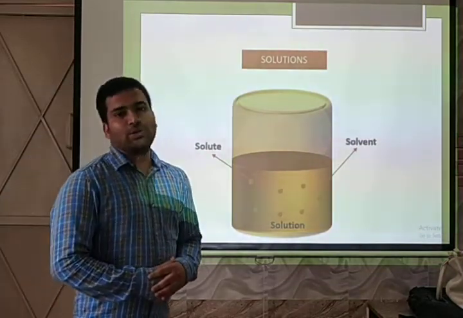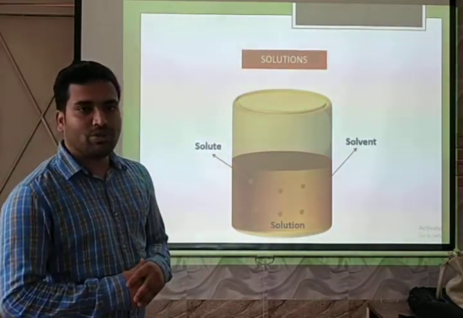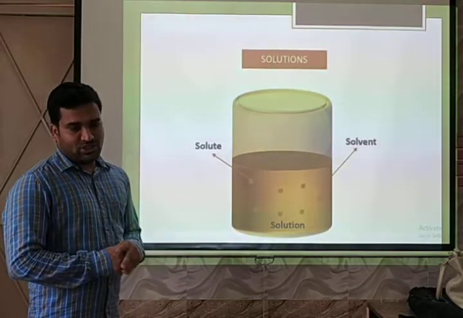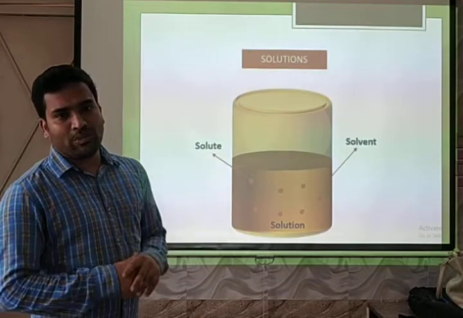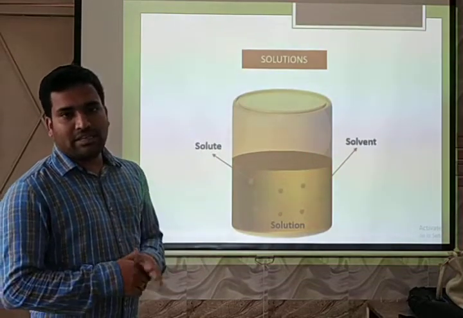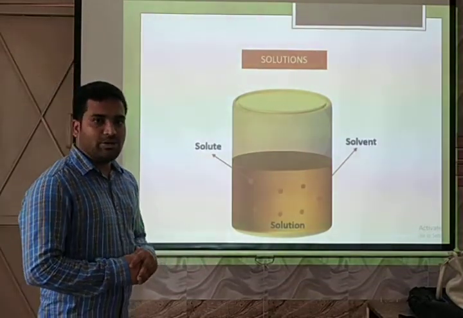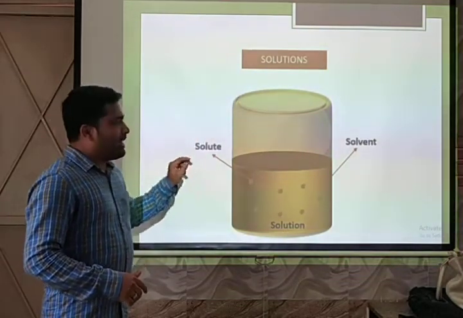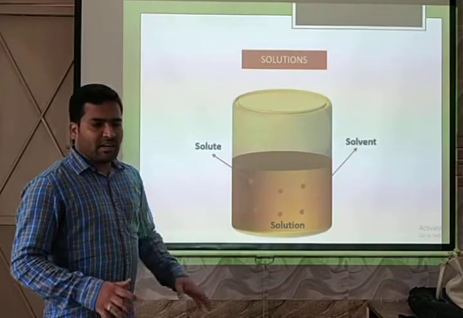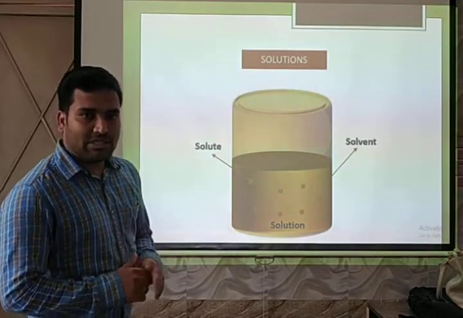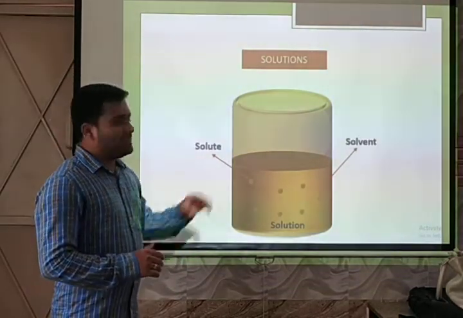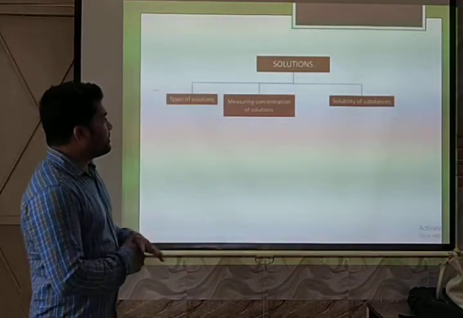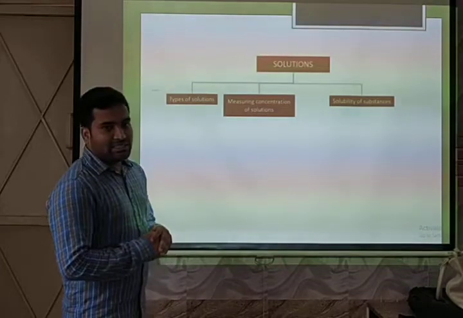As you know, a solution is a homogeneous mixture of 2 or more components. But here in this chapter we are restricted to only 2 components: one is solute and one more is solvent. According to the definition, we can say solute is in a lesser quantity and solvent is in a higher quantity.